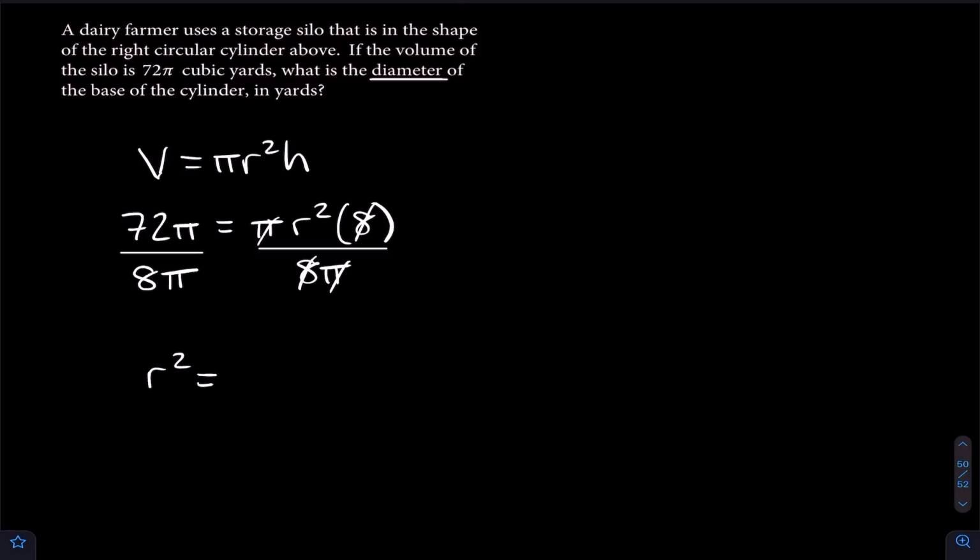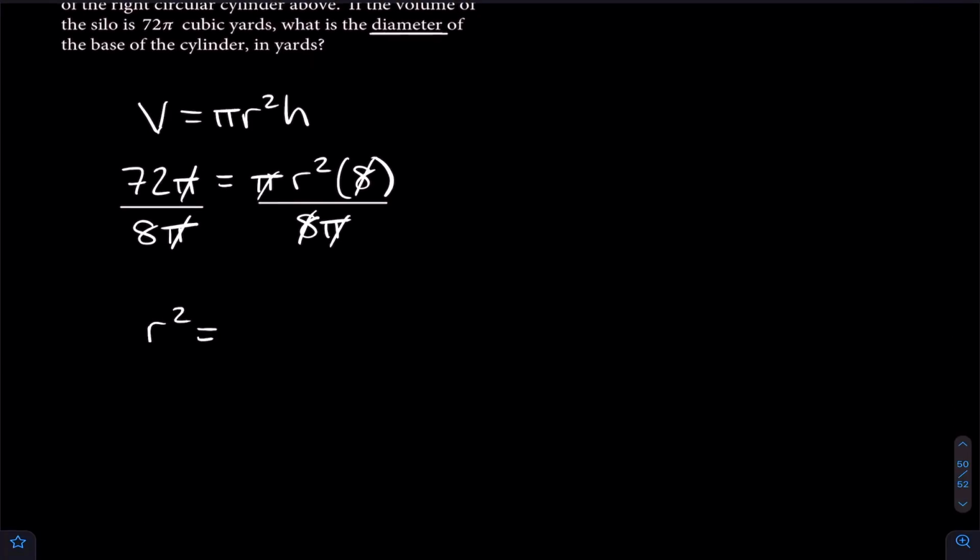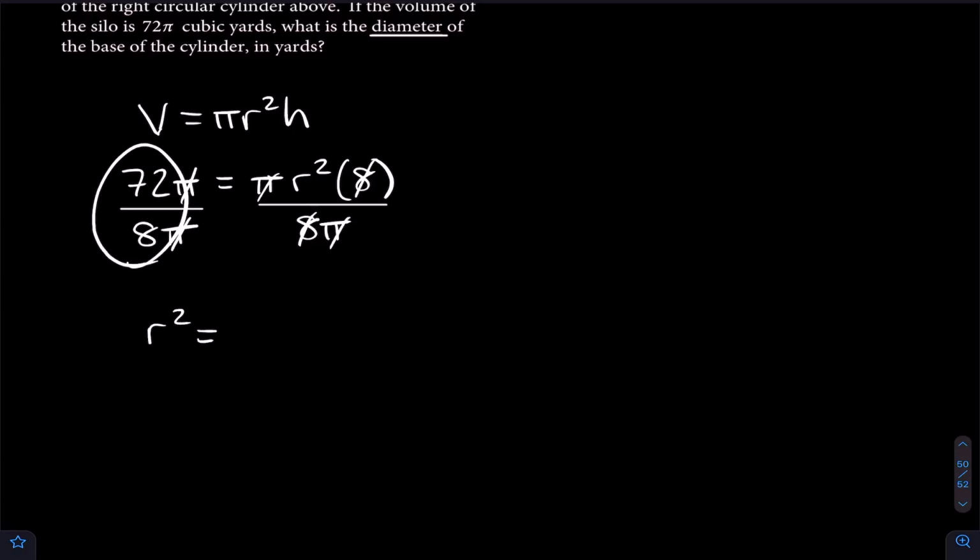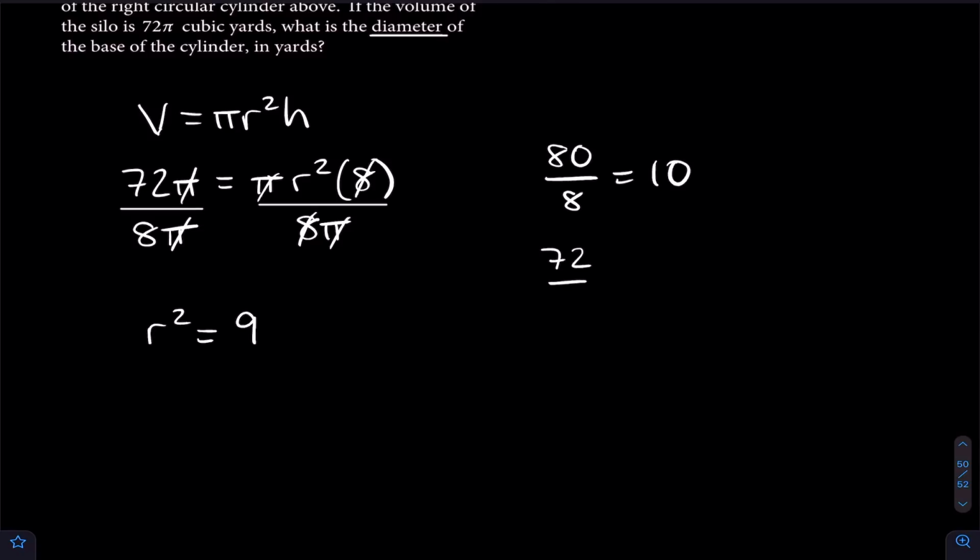So then we get that r squared is 72 pi divided by 8 pi. The pi's are going to cancel here. You can use your calculator if you want, but I already can see that this is 9. The reason why I can see that is because I just think of 80 divided by 8. That's 10. So 72 divided by 8, well, that's 8 less than 80. So I'm going to have 1 less 8. So instead of having 10 eighths, it's 9 eighths. So that's how I got 9.